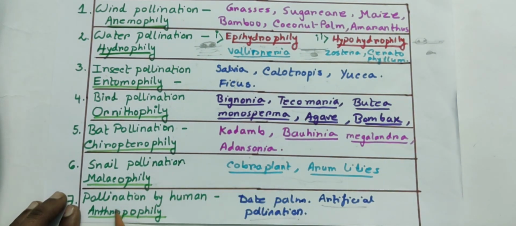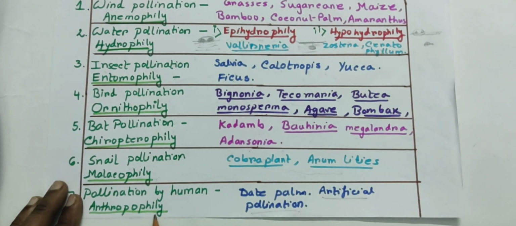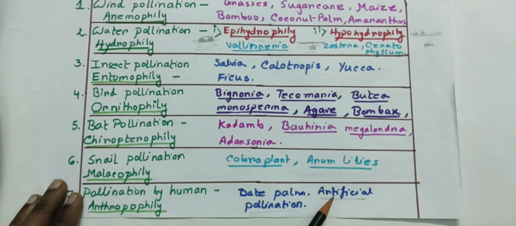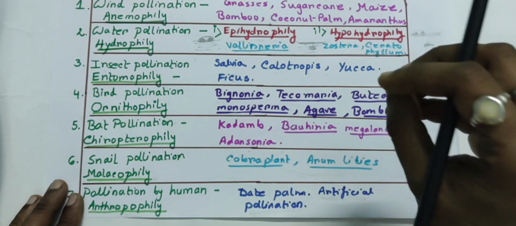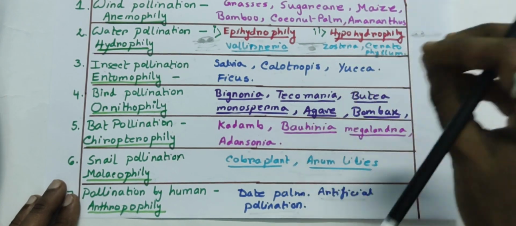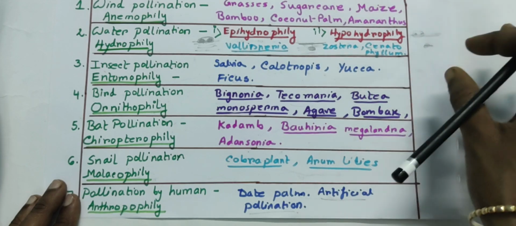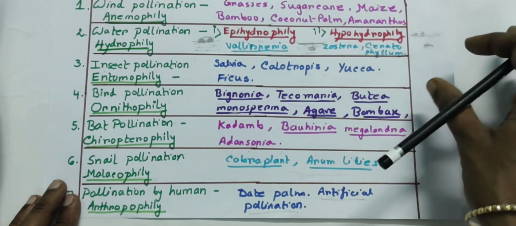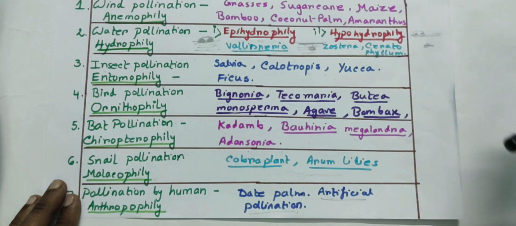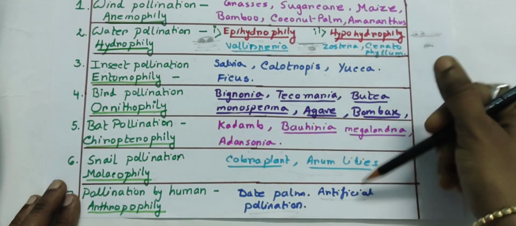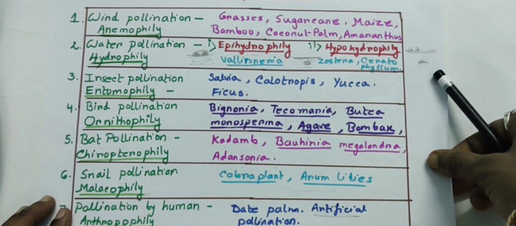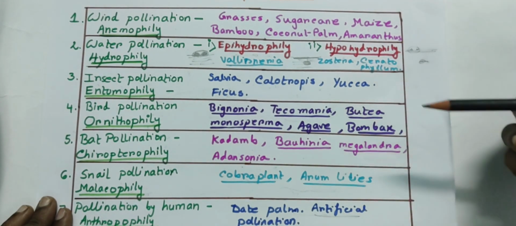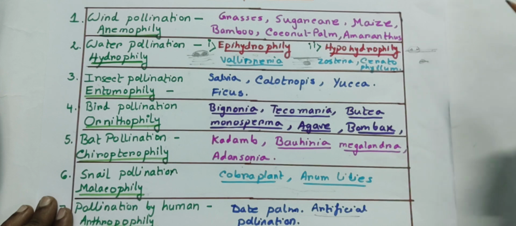Pollination by humans is called anthropophily, for example date palm. Actually, human beings do artificial pollination. They pick up pollen grains of some plants and shed those pollen grains to the stigma of another plant. So here artificial pollination is done by human beings. These are the different types of cross pollination with their examples. Pause my video and take a screenshot of that chart. It will help you more.